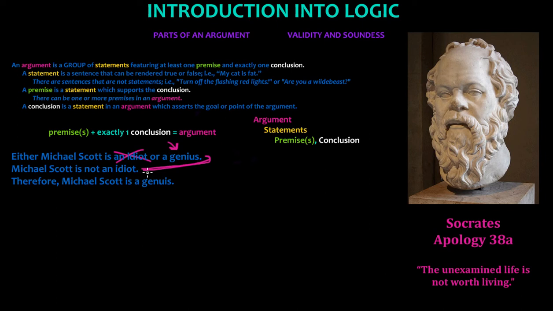Let's look at the last sentence. Therefore, Michael Scott is a genius. Here, is this a sentence that could be rendered true? Excuse me for this spelling error. This should be I and U, genius. Yes, Michael Scott could be a genius. Michael Scott could also not be a genius. So true or false labeling would apply to this sentence, making it a statement. And now our question, of course, is this statement another premise or the conclusion?